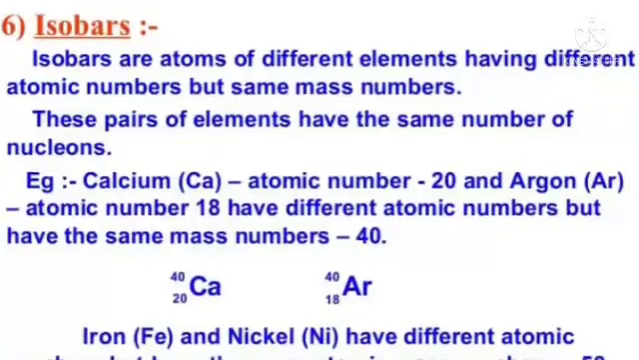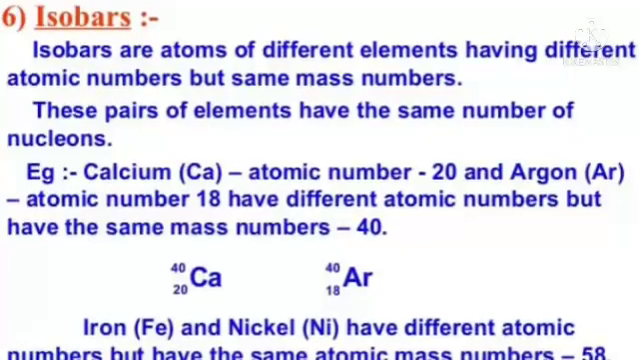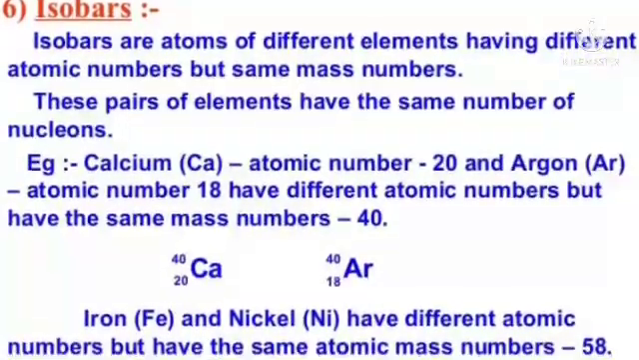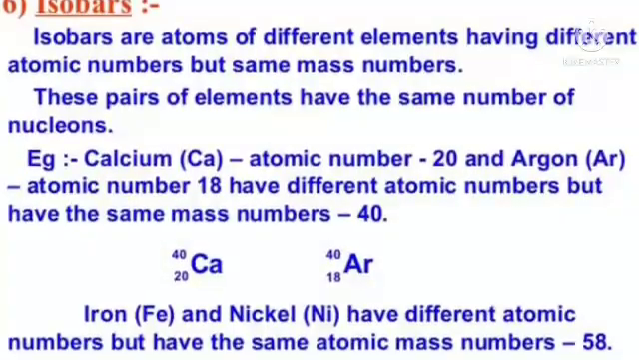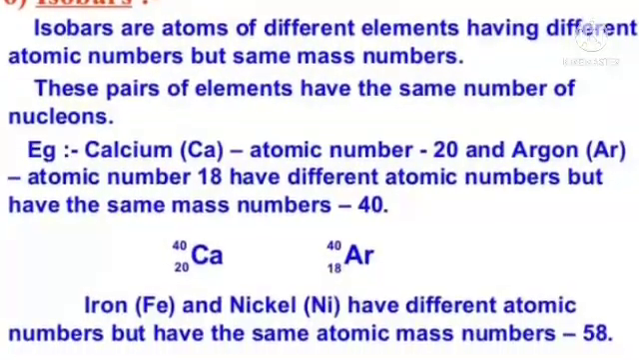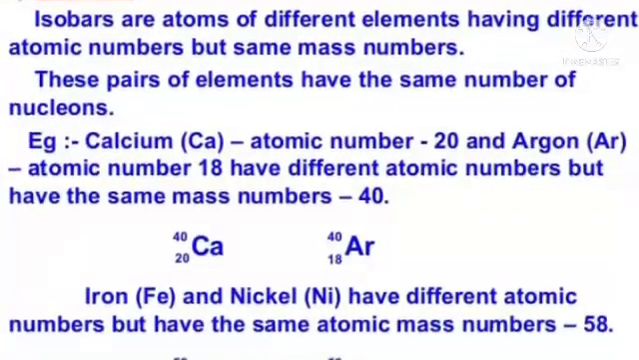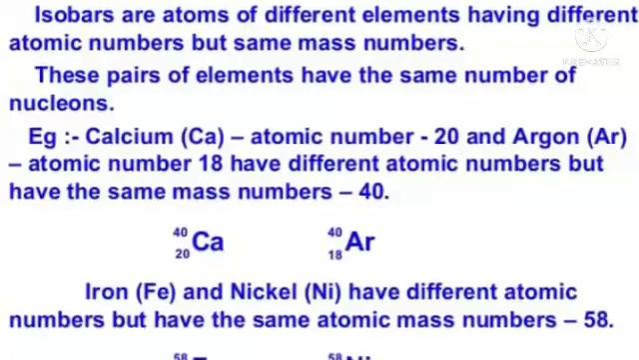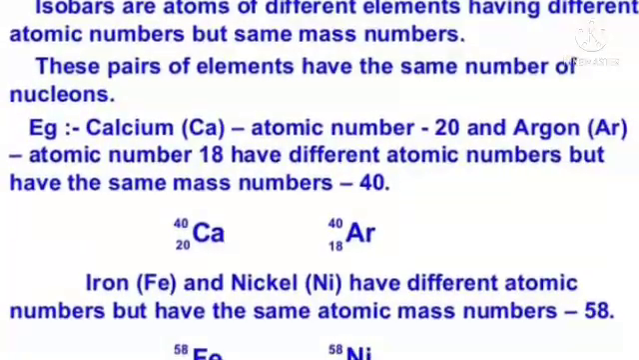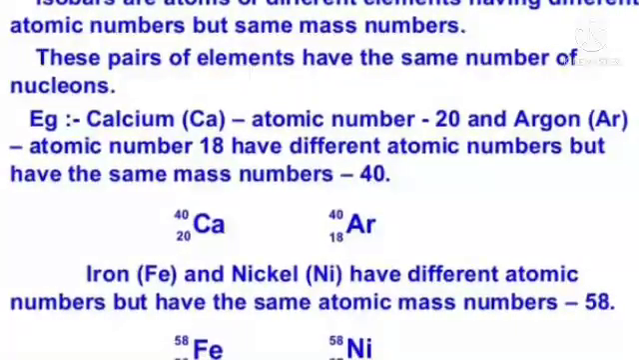Isobars. Isobars are atoms of different elements having different atomic numbers but the same mass numbers. These pairs of elements have the same number of nucleons. Example: calcium, atomic number 20, and argon, atomic number 18, have different atomic numbers but have the same mass number 40. Iron and nickel have different atomic numbers but have the same mass number, that is 58.